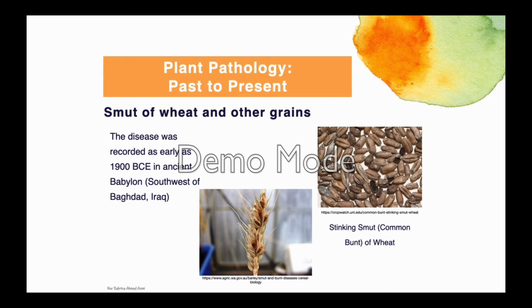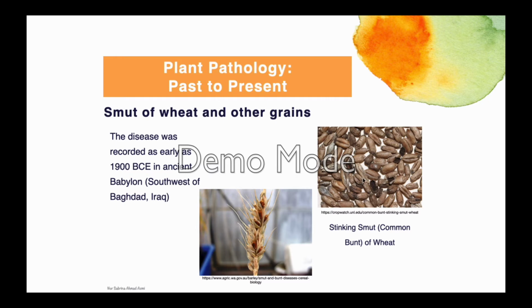So this disease was recorded as early as 1900 BCE in ancient Babylon, around the Baghdad and Iraq area. Normally the name of the disease is based on the symptoms that you can find on the plant. So with smut, you can see that this is the grain of the wheat.